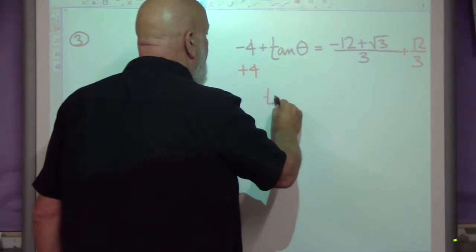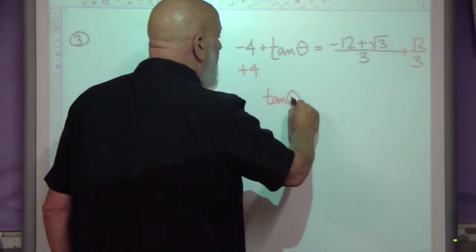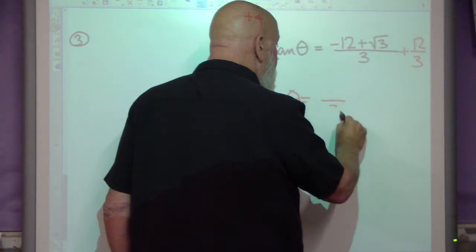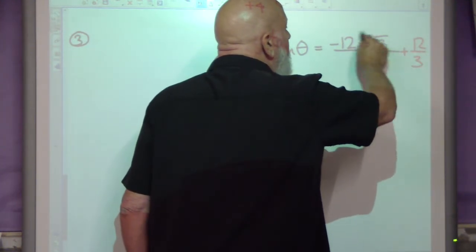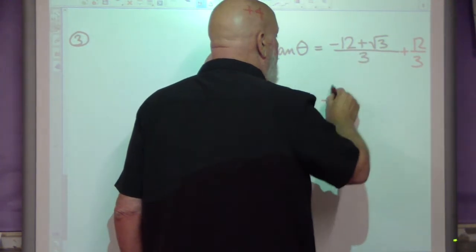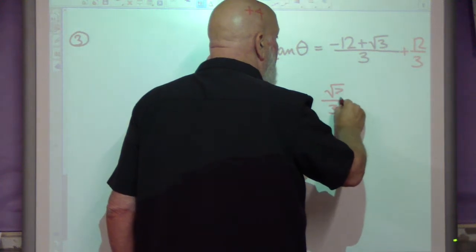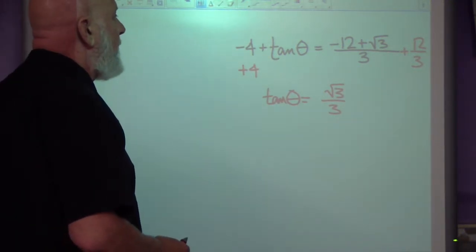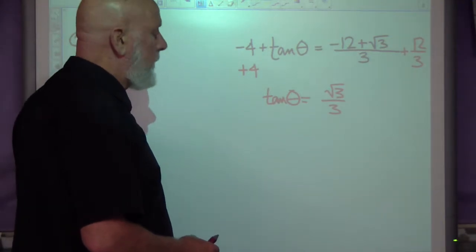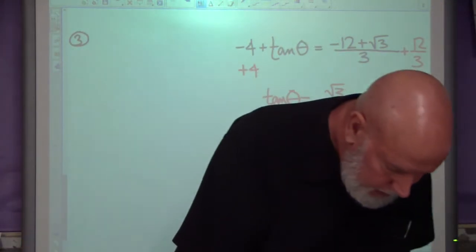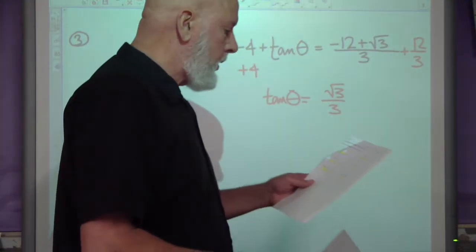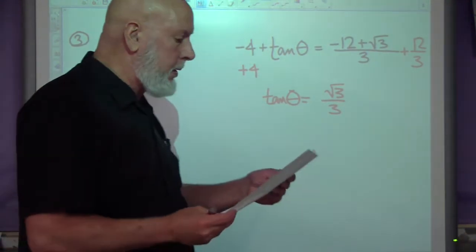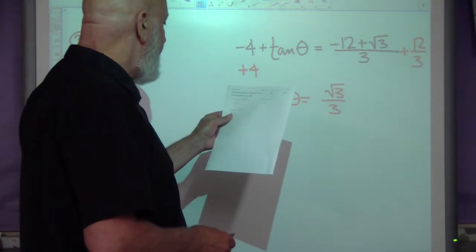We get tangent of theta is equal to, I'll add my numerators and leave my denominator the same. That would be 0. 12 plus negative 12 is 0. Radical 3 over 3. And that tells me that I have probably made a mistake. Let me see if that is actually, I'm looking at the wrong one. Did I copy that down incorrectly? No, I copied it correctly.